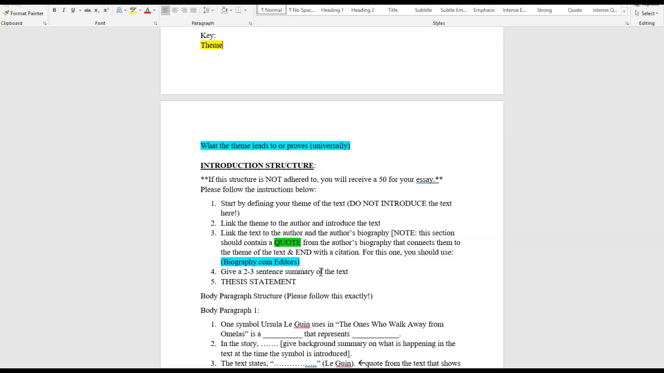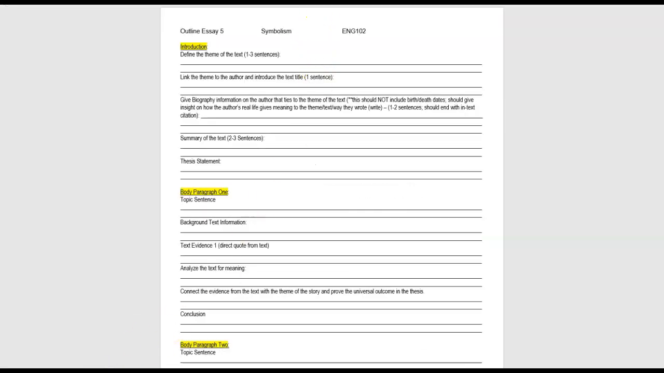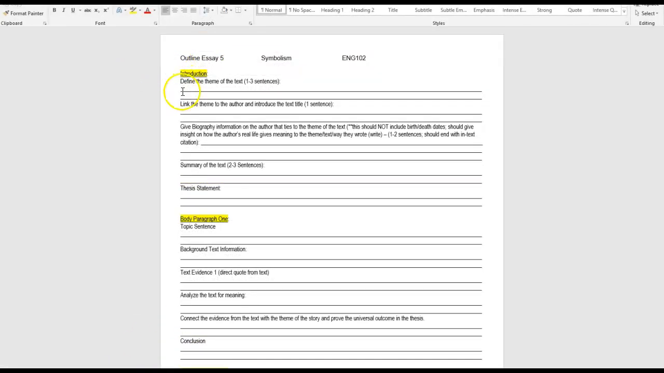Remember your introduction structure. You should always start by defining the theme of your text. Do not introduce the text here. That happens in number 2. So if we're going to our outline, remember, we would start this by saying, the relationship to society is, and then define it in your own words.